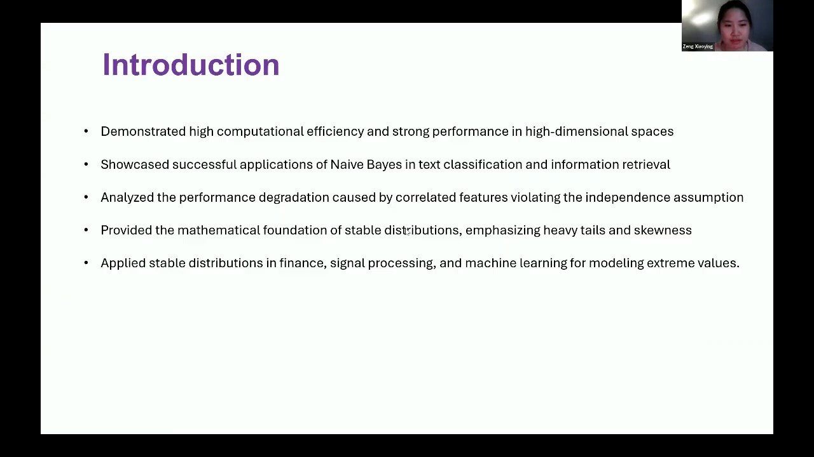There is a lot of mathematical foundation for this distribution, focusing on heavy tails and skewness. And we can also apply it in finance, signal processing, and machine learning.